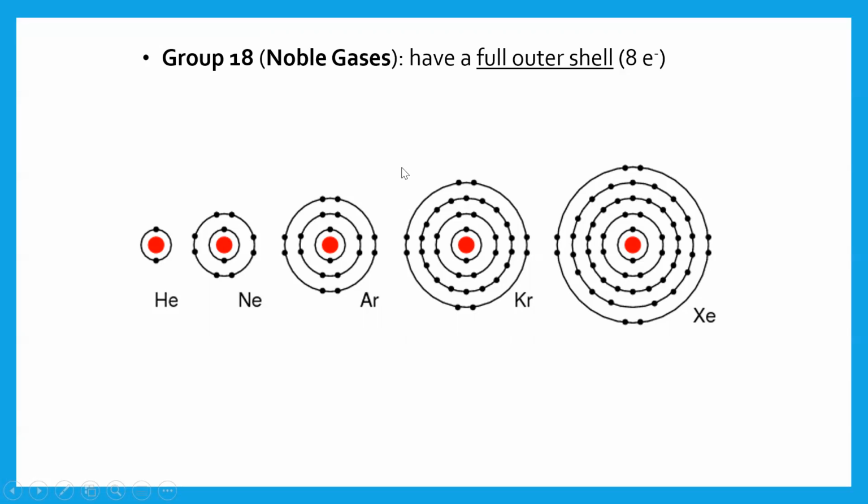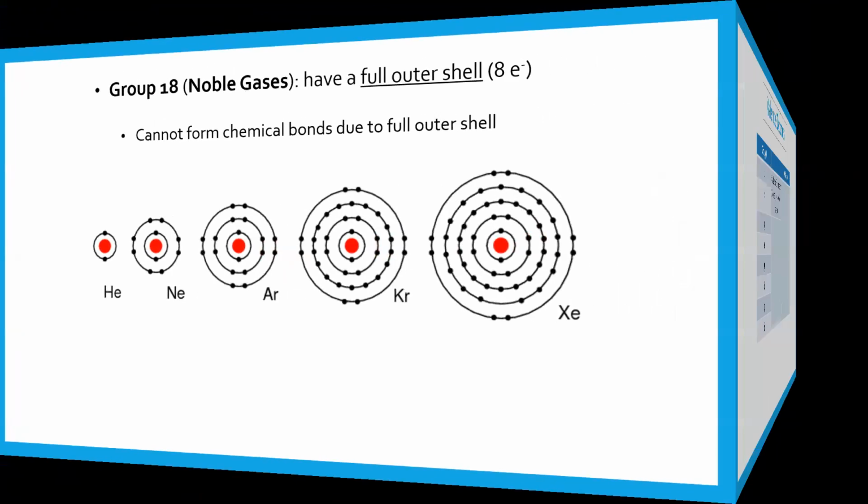They cannot accept any more electrons. They can only have 8, and they're not going to give any away because then they would be unhappy. So because of this, they cannot form chemical bonds. And that's going to lead into the next couple of sections.